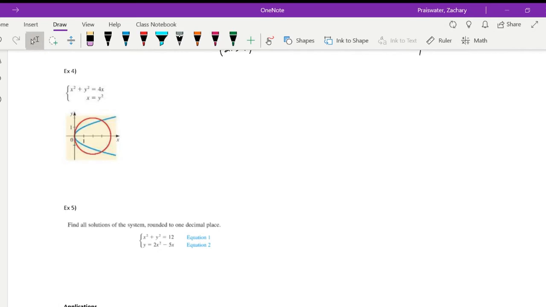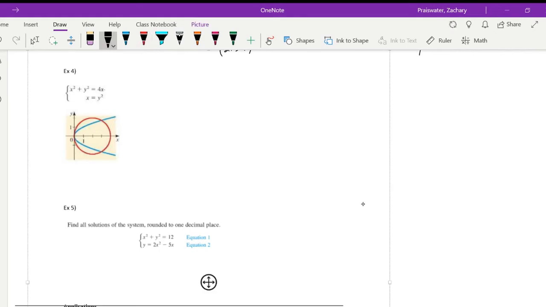Okay, here we have another example where there's a couple nonlinear things. X is already by itself, and so we could plug that in for this x up here and see what happens. The other option would be to get y squared by itself and plug it in on the other one. Let's kind of do both real quick. So if I plug x equals y squared into that top equation, then that gives me y squared squared.